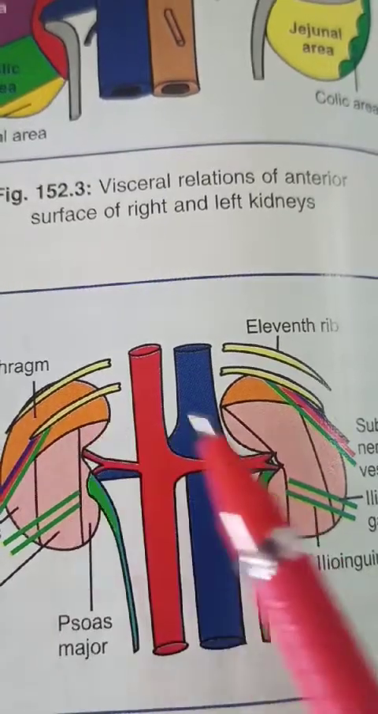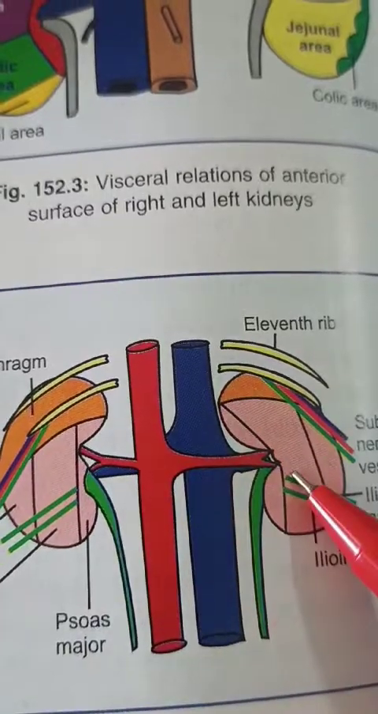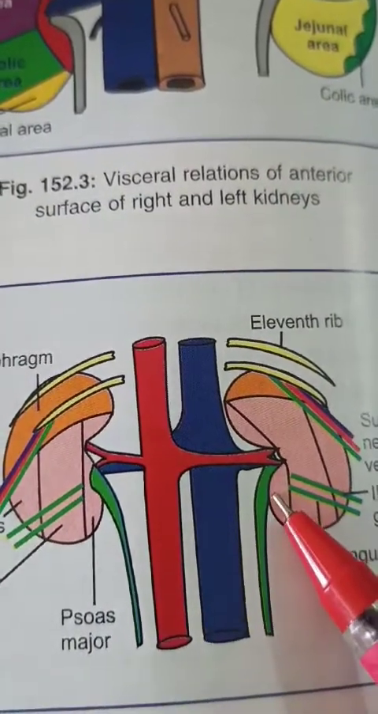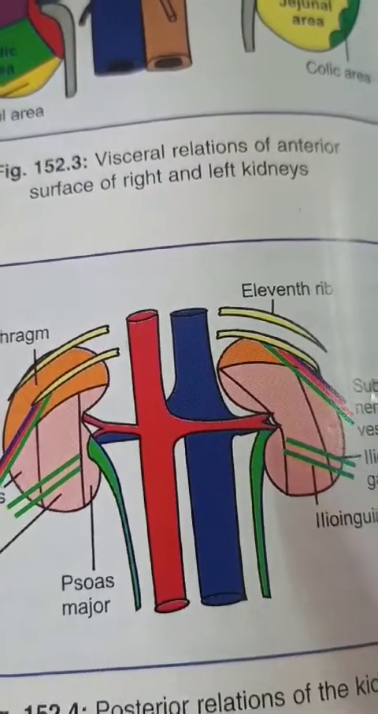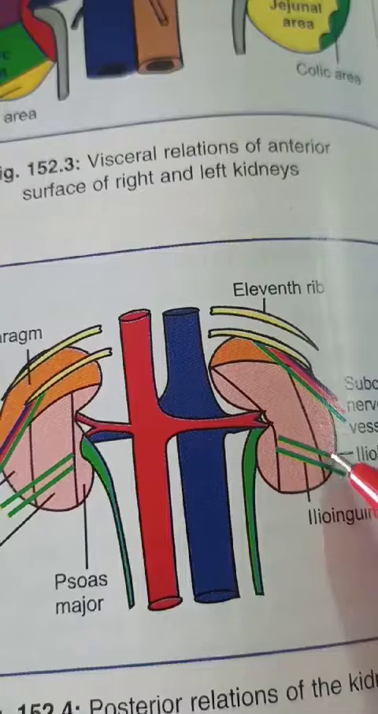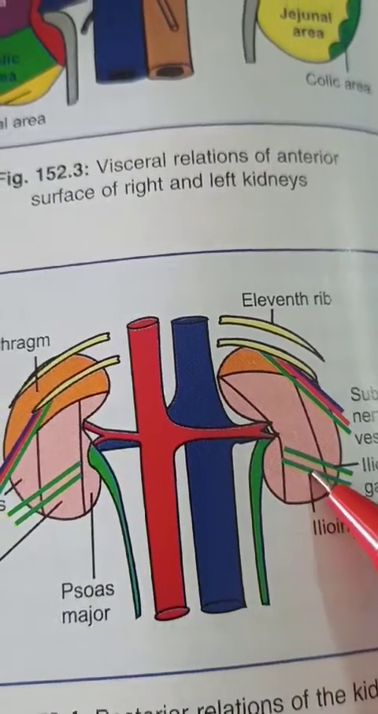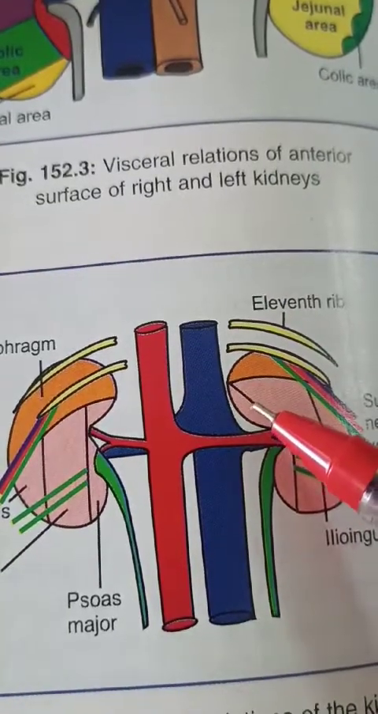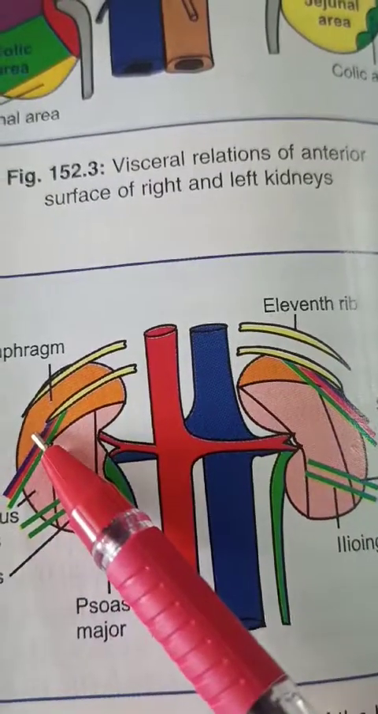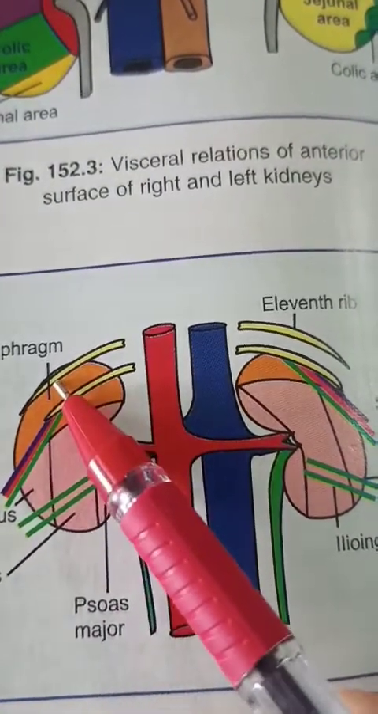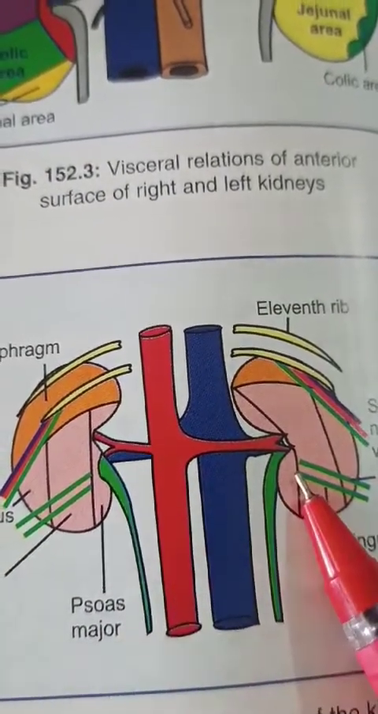Then the kidney is related to the diaphragm in the upper half. In the lower part we can see three muscles: psoas major muscle, quadratus lumborum, and transversus abdominis muscle. Then three nerves: subcostal nerve, iliohypogastric nerve, then ilioinguinal nerve. Okay. Ribs: on the right side it is related to the 12th rib, and on the left side to the 12th and 11th ribs. So these are the posterior relations of the right and left kidney.